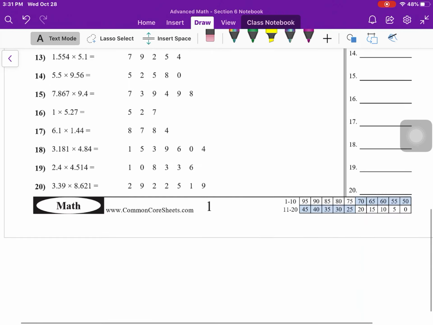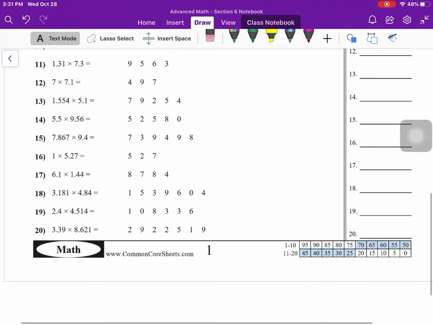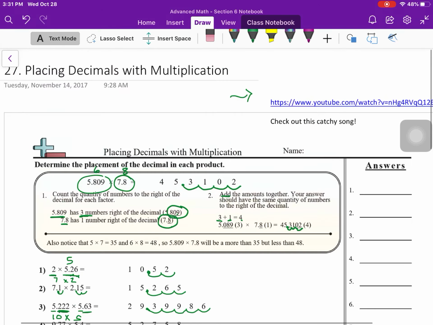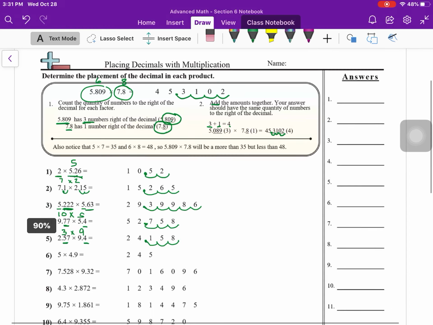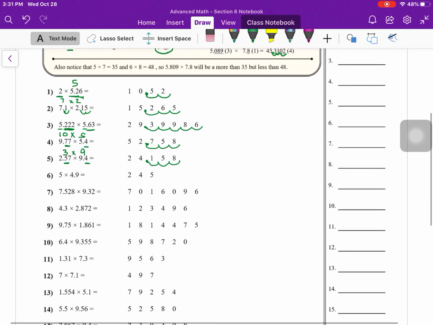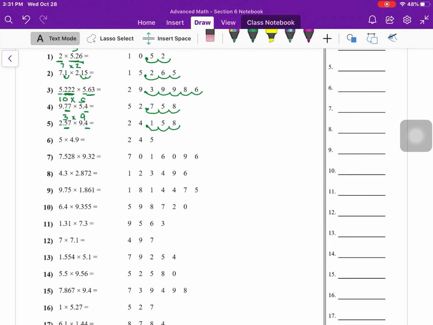Okay, I want you to try some of these on your own. The answers are not given on this particular one, but try using your estimation strategies and moving from the right in order to figure out where on earth I should put that decimal point.